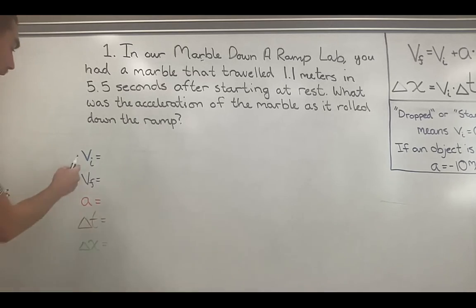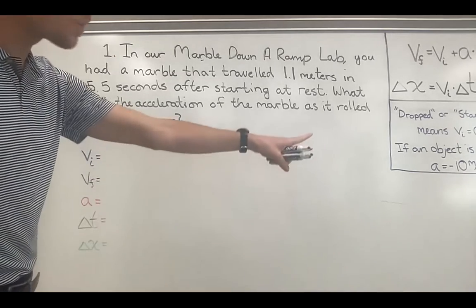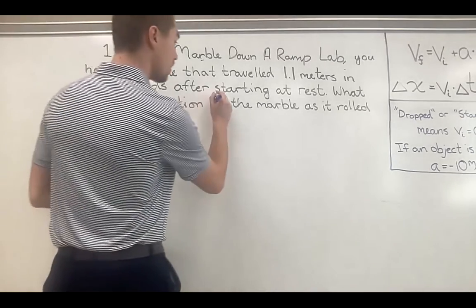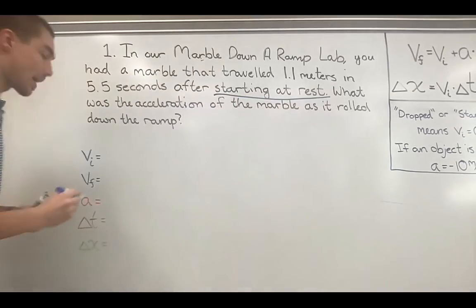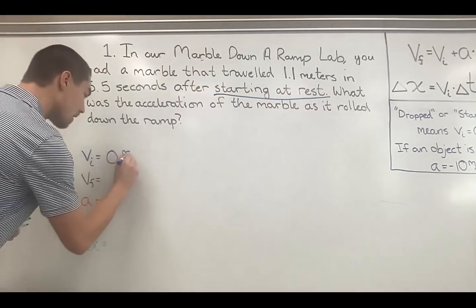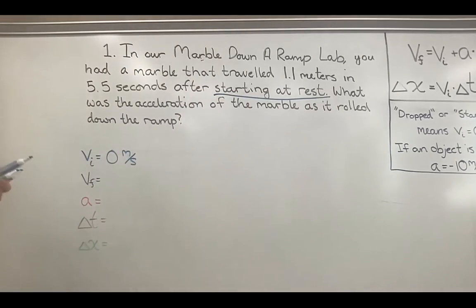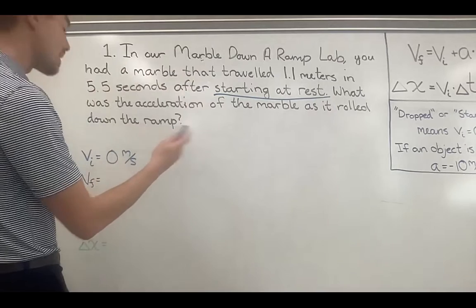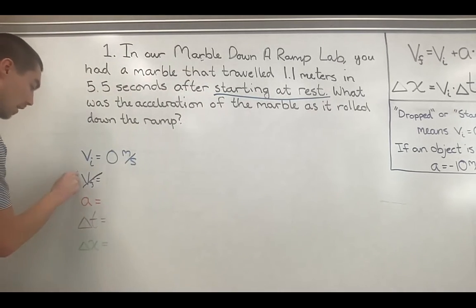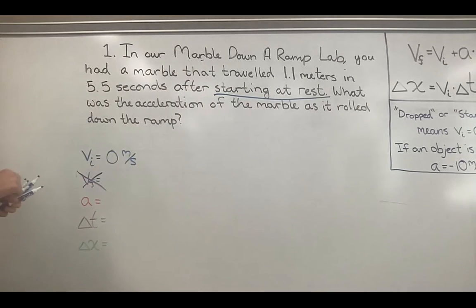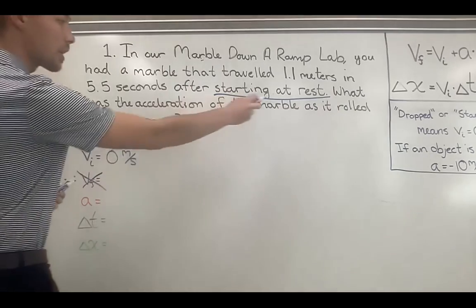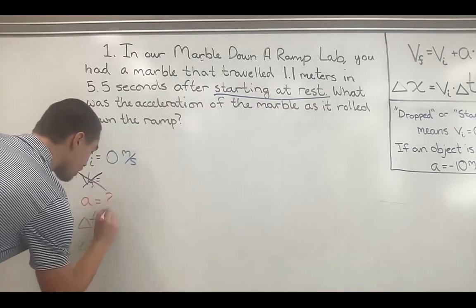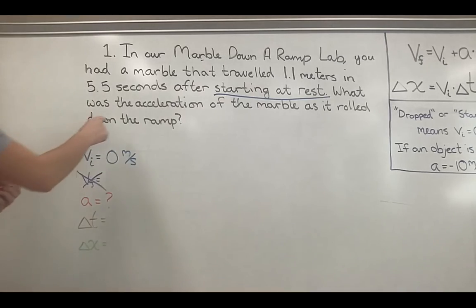So for example, our initial velocity. Well, like we just noted over there in the purple, the initial velocity is stated right here. It says we're starting at rest. So our initial velocity is going to equal 0 meters per second. Our final velocity, does it say it anywhere in this problem? It does not. So we don't have final velocity. Our acceleration is what we're looking for. What was the acceleration of the marble? So I'm just going to put a question mark right there for acceleration.